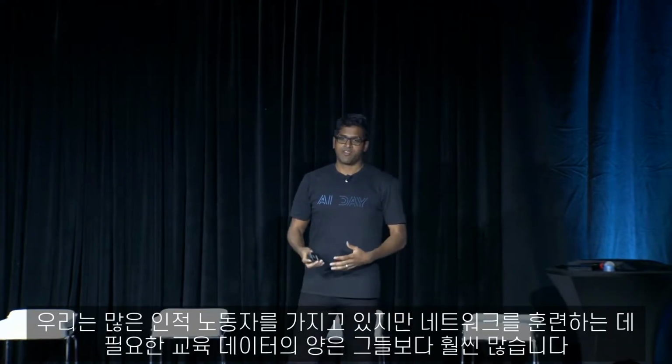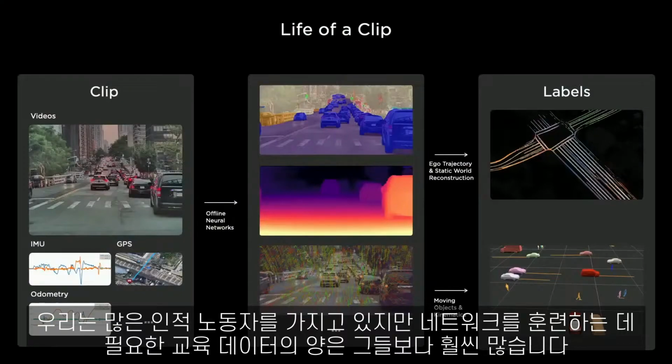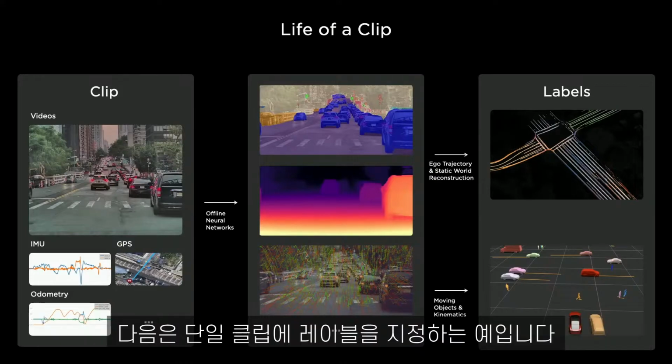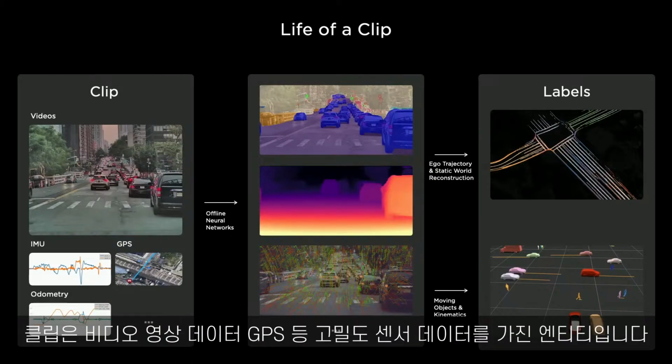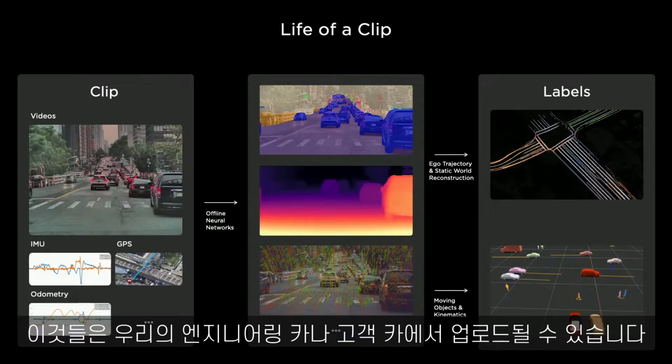So even though we have lots of human labelers, the amount of training data needed for training the networks significantly outnumbers them. So we try to invest in a massive auto-labeling pipeline. Here's an example of how we label a single clip. A clip is an entity that has dense sensor data, like videos, IMU data, GPS, odometry, etc. These can be 45 seconds to a minute long. These can be uploaded by our own engineering cars or from customer cars.